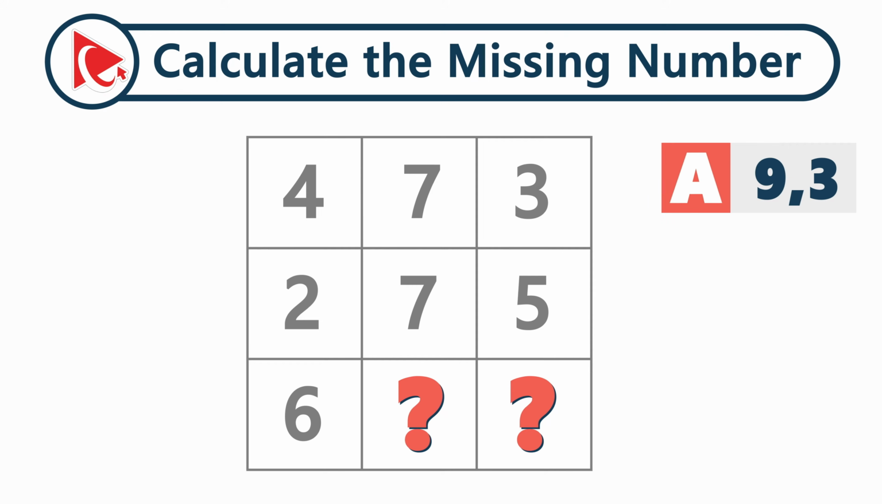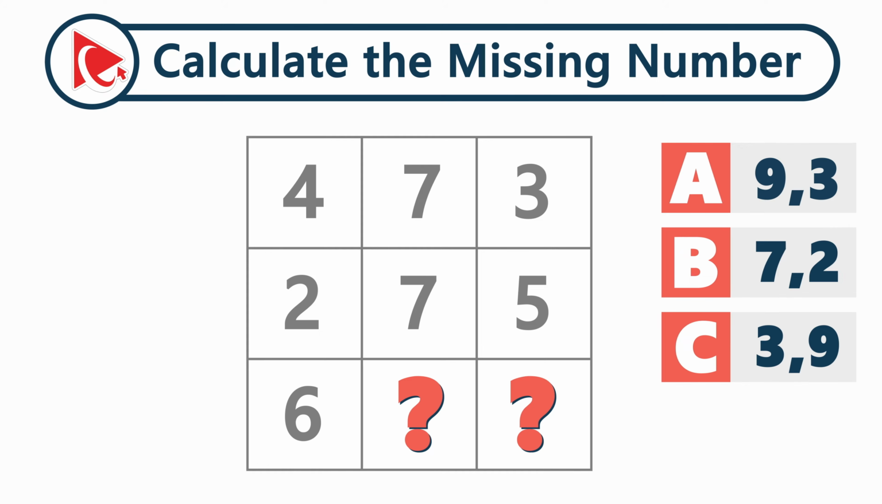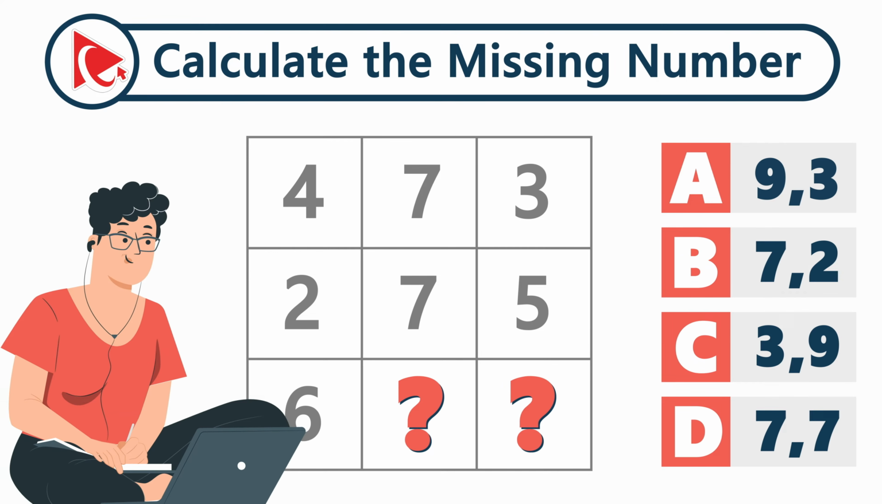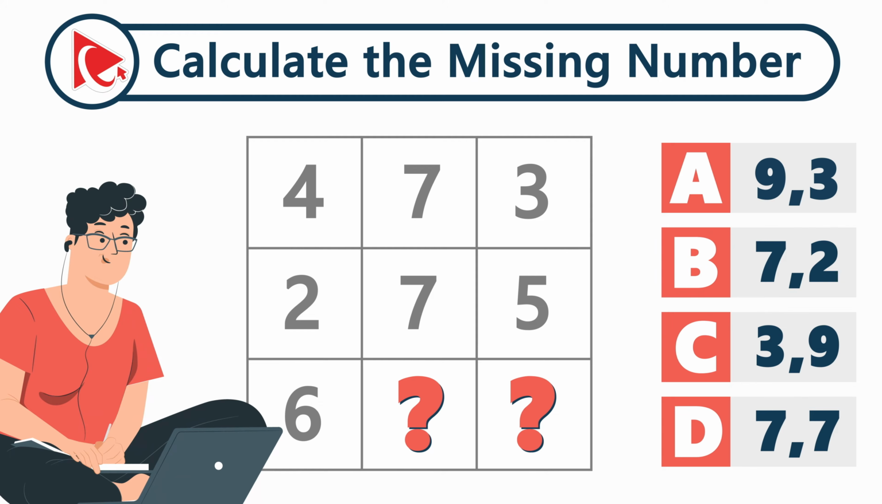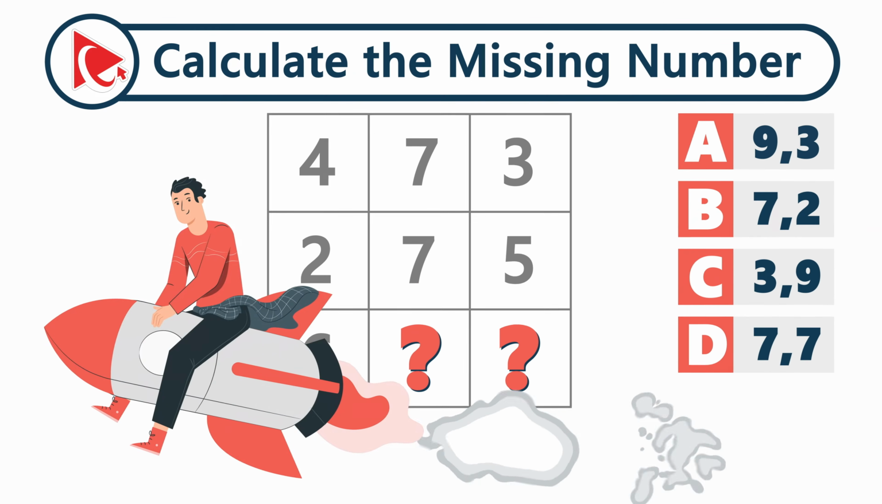Choice A, 9 and 3, choice B, 7 and 2, choice C, 3 and 9, and choice D, 7 and 7. Take a moment to carefully think through this problem. Be sure to finalize your answer before time runs out, just as you would in a real test. Afterward, we'll review the solution in detail. Let's go ahead and get started.